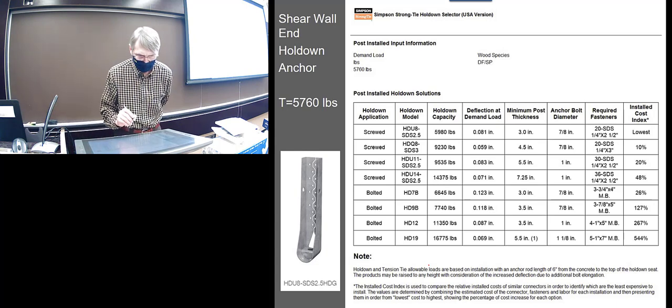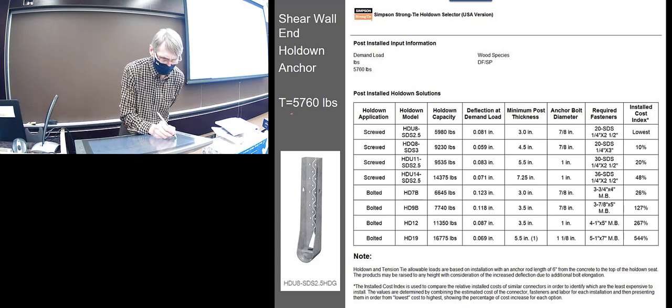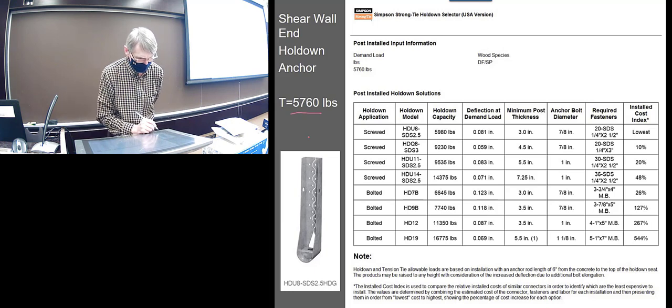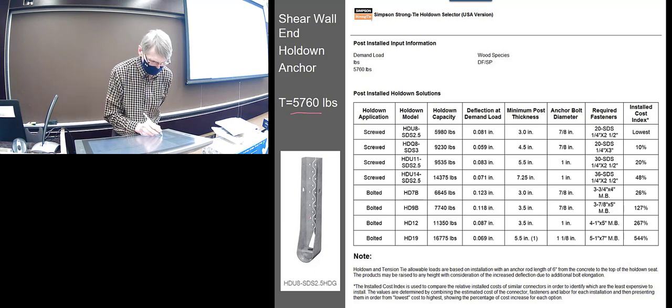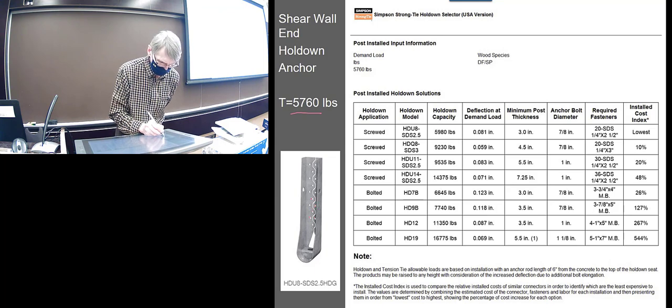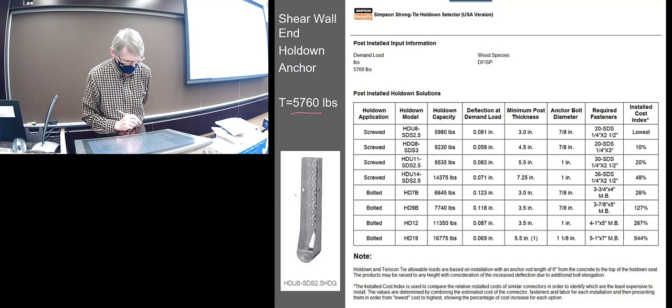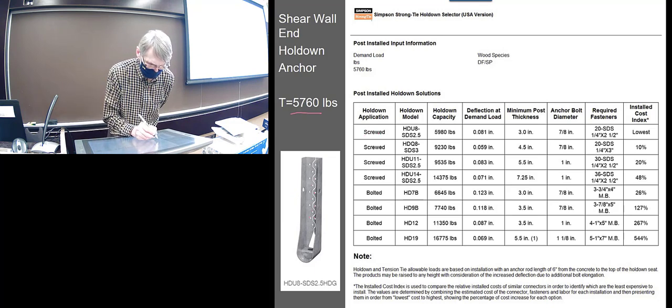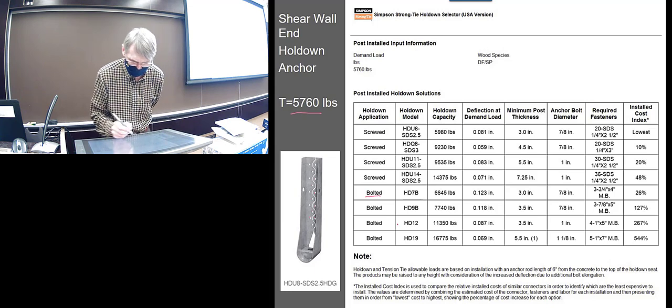Here's the Simpson Strong Tie. We were looking for that. Yeah, this is what I was talking about. They have a ton of these nails. I think you're supposed to stagger nail it. But they probably give you more holes than you need and then tell you how many you have to use. Okay, some of them are screwed and some of them are bolted. Interesting.